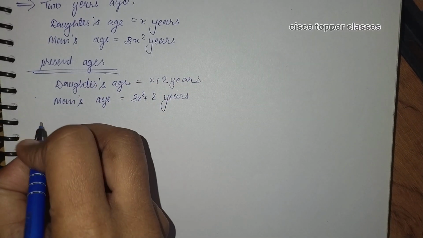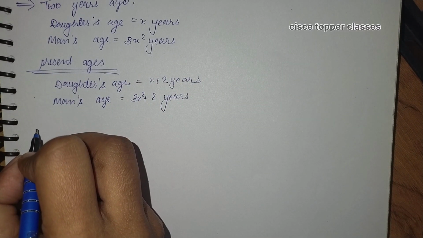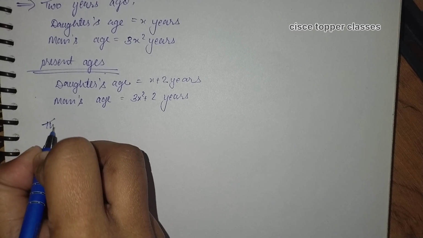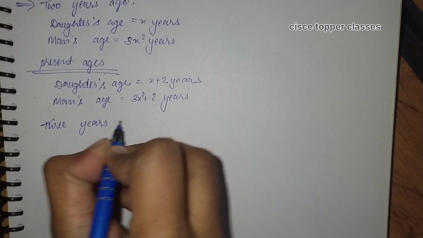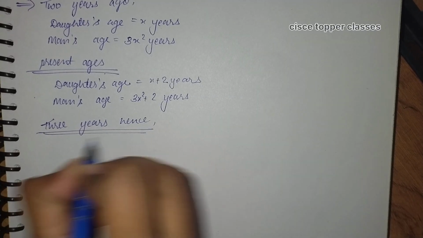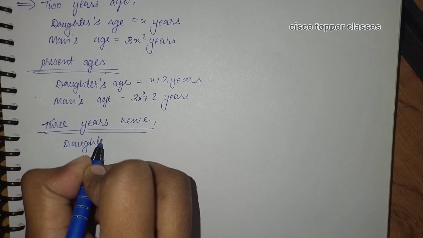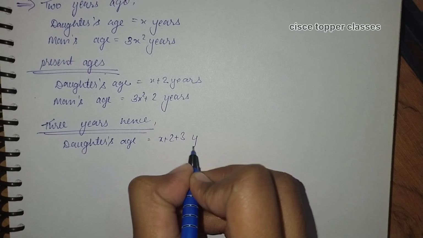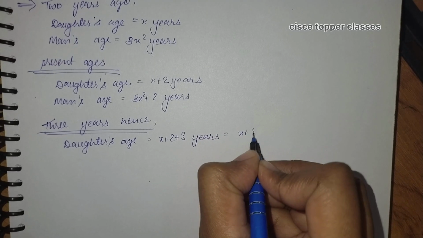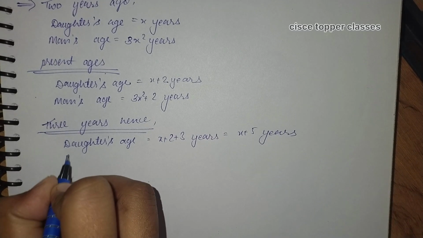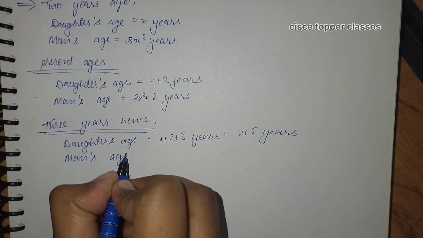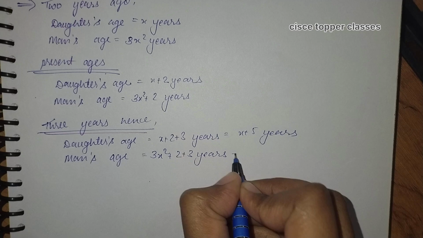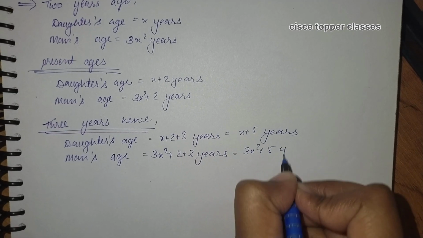So present ages is this, and after 3 years hence his age will be 4 times his daughter's age. So if we write 3 years hence, because this is only we have to compare here, so 3 years hence daughter's age will be x plus 2 plus 3 years equal to x plus 5 years here. And if we write man's age will become as 3x square plus 2 plus 3 years. So that will become as 3x square plus 5 years.